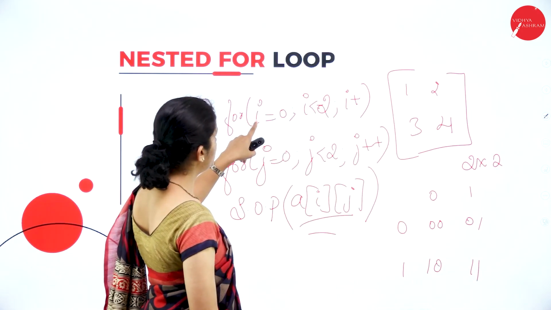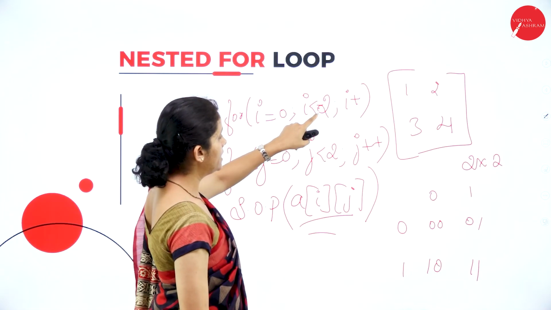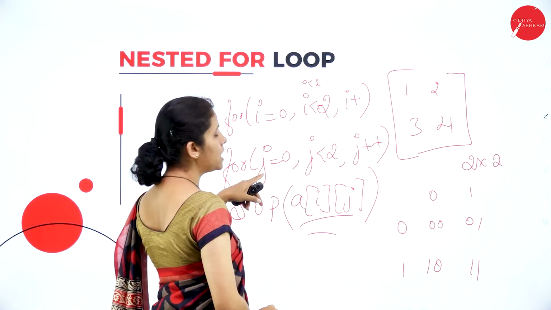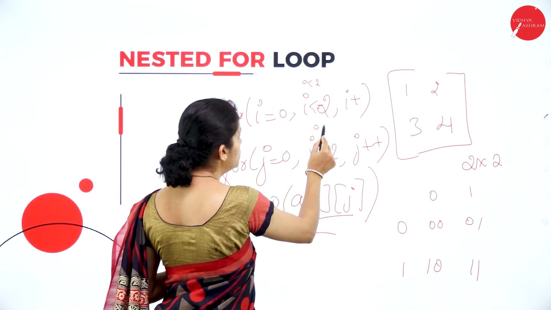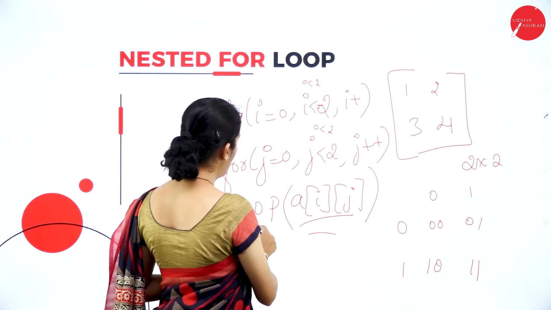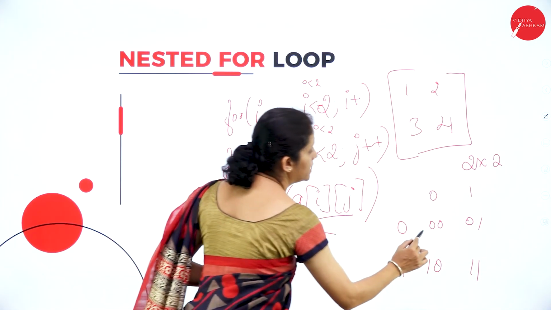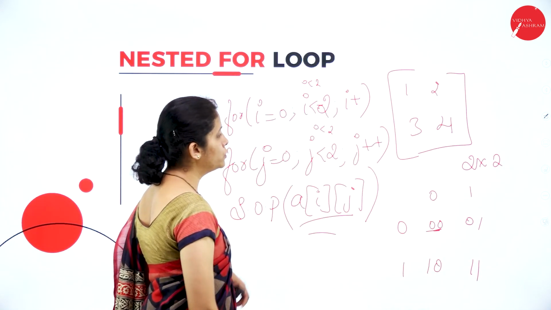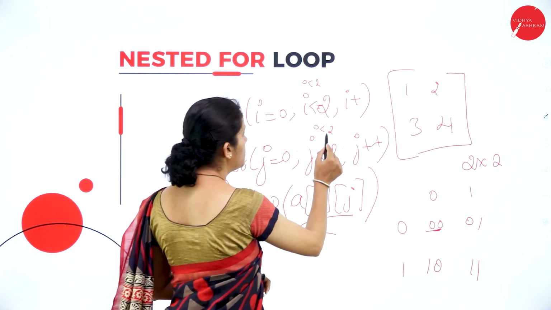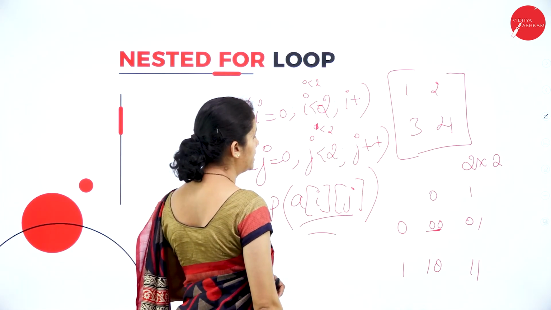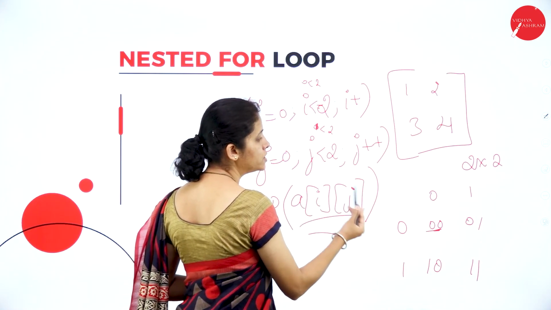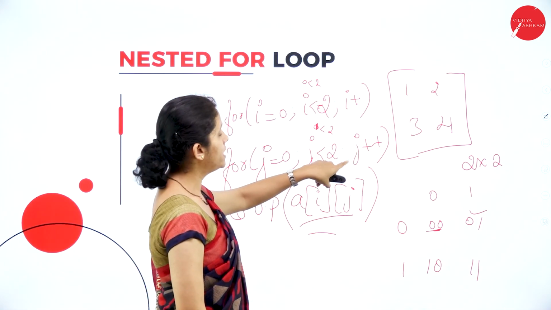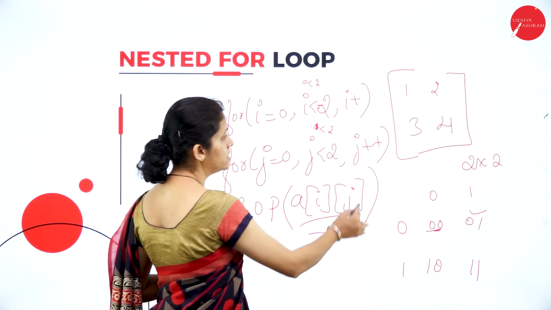See here. So initially i is 0, i less than 2, that is 0 less than 2, it is true. Now j is how much? 0, 0 less than 2, the condition is true. Now a of 0, 0, that is nothing but this place. Now think that j is going to increment, j is 1. 1 less than 2, the condition is true. So a of 0, 1, this one. Now j is incremented by 1. Now j is 2. 2 less than 2, the condition is false.